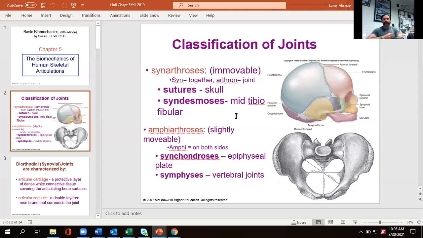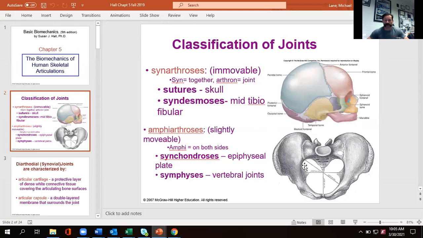And then we have what's known as our amphiarthroses, and these are going to be slightly movable joints. So we can see right here, guys, this is going to be not just our synchondroses, which is the epiphyseal plates, but notice the symphysis between our vertebral joints.